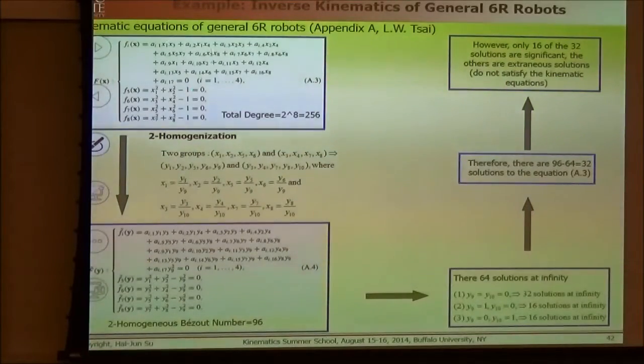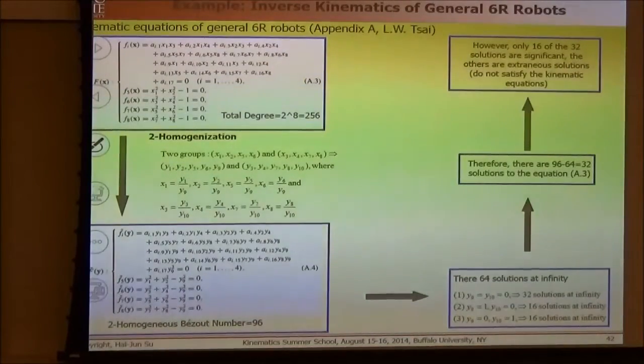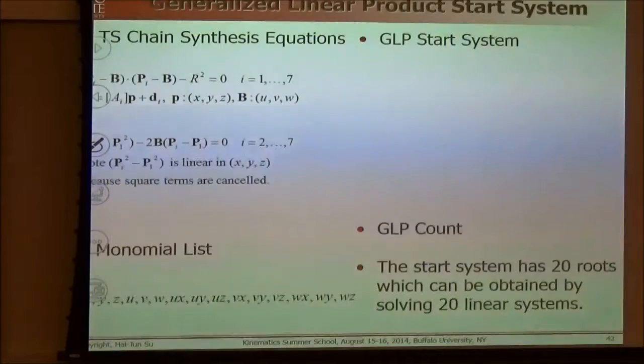That's the original polynomials to be solved. The total degree is 256, but the 2-homogeneous bound is 96. Meaning if you're using the 2-homogeneous start system, you only need to check 96 paths. And in these 96 paths, you have 64 solutions at infinity, and you end up obtaining 32 solutions, and 16 of those solutions are significant. So that's the example. I have a few more examples.